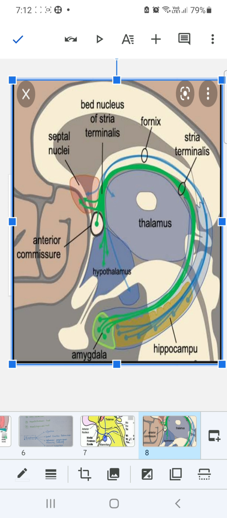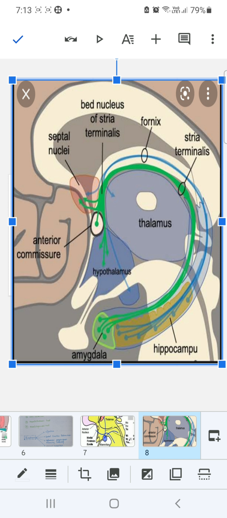Now, what is stria terminalis? Stria terminalis fibers are shown in the green color, and they are connecting the septal nuclei to different areas: to the hypothalamus and to the amygdaloid body, the amygdala.